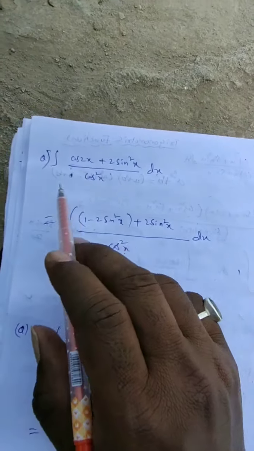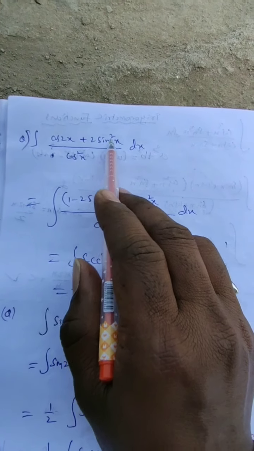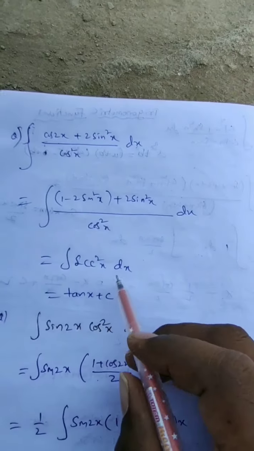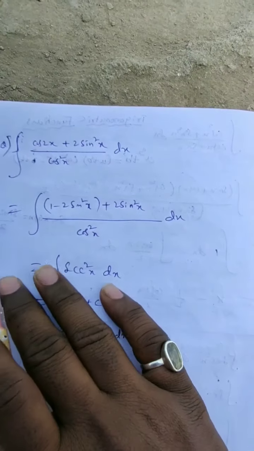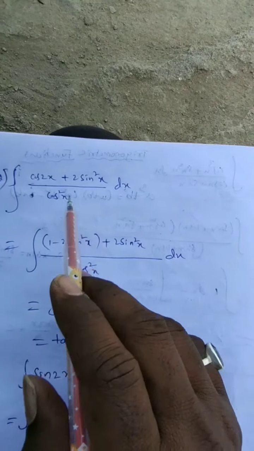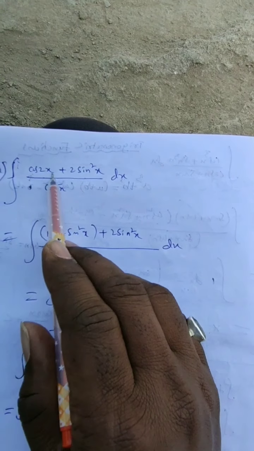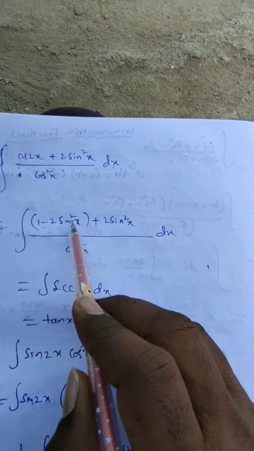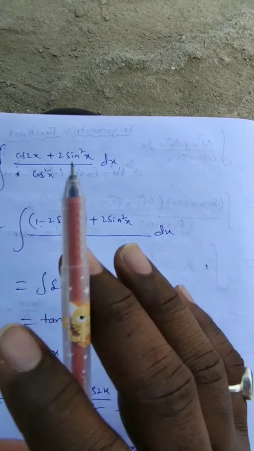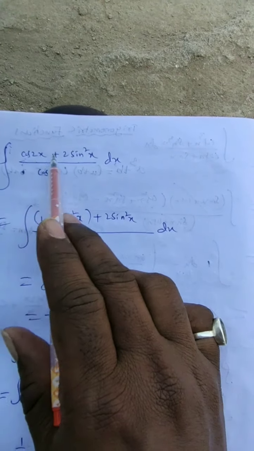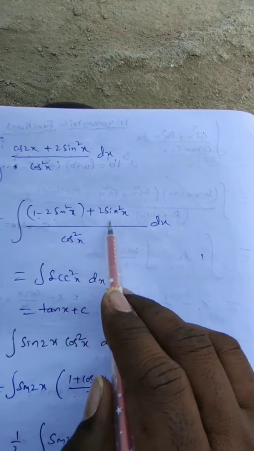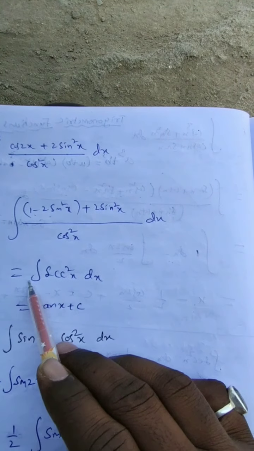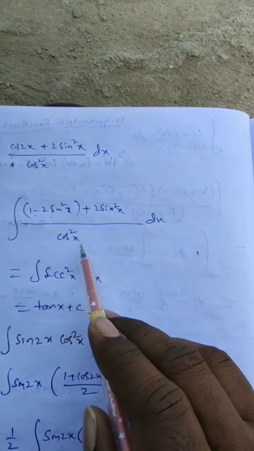Now you have to find integration of (cos 2x plus 2 sin square x) upon cos square x dx. Now how to get an idea? See here, you need to get an idea. Cos 2x, how can I express it? I know it is 1 minus 2 sin square x. So I can cancel these both. That is the idea. So here this cos 2x can be written as 1 minus 2 sin square x, plus 2 sin square x. So the plus 2 sin square x and minus 2 sin square x cancel. What remains here? 1 by cos square x.